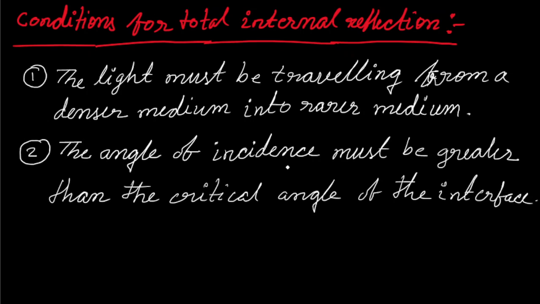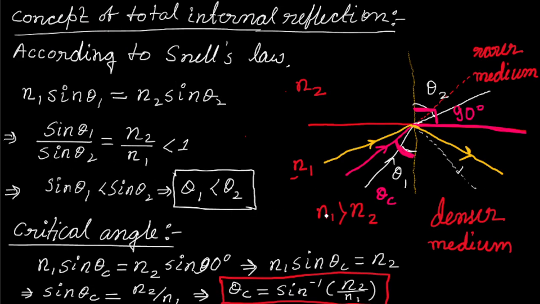Okay. So when these two conditions are satisfied, when light goes from a denser medium into a rarer medium, and the angle of incidence is greater than the critical angle of this interface, only then does total internal reflection take place. When total internal reflection takes place, all the light comes back into the denser medium. Again, there will be no transmitted light in the rarer medium.